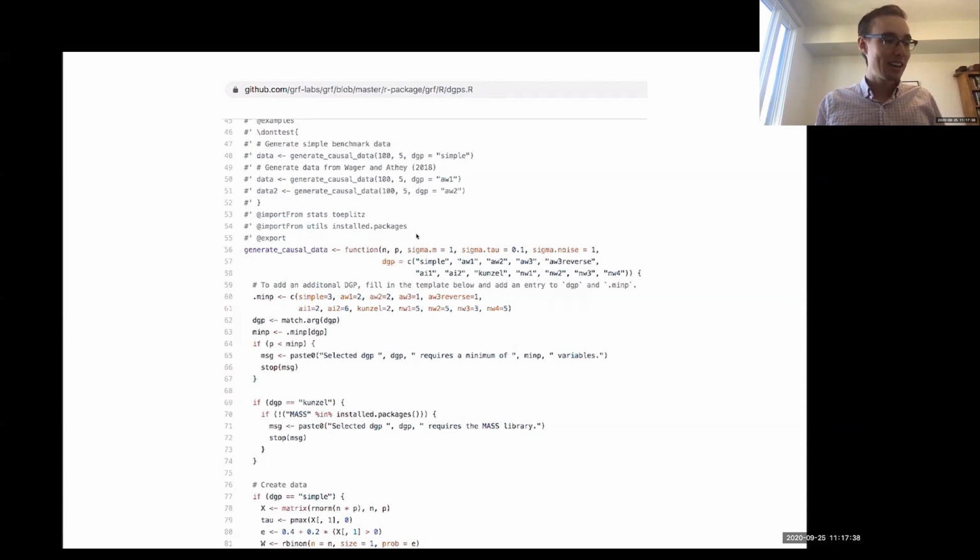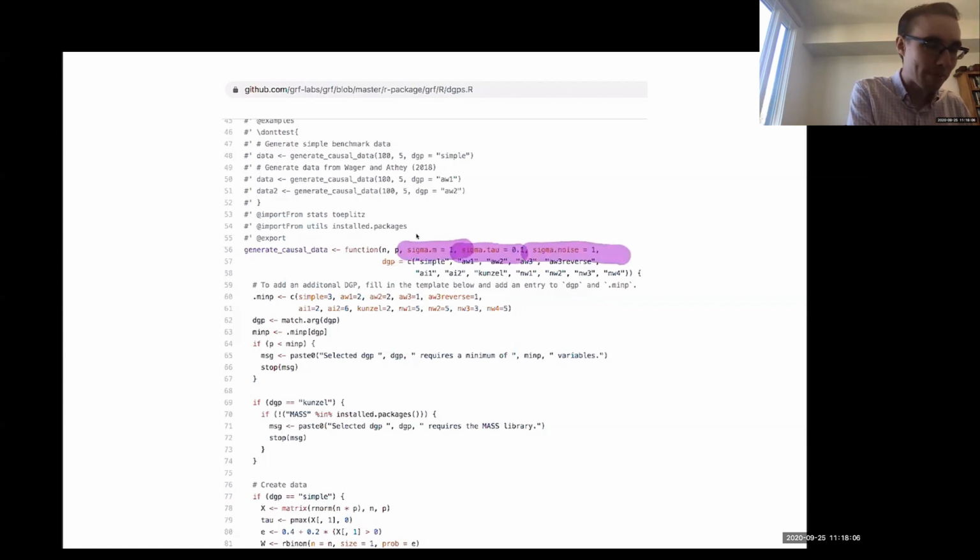Actually, I've had a postdoc, Eric Sverdrup, who has recently been working on something very similar to what you were talking about. It isn't in the GRF package yet, but we're going to ship it soon. It's a unified function for generating data from different DGPs, where, exactly in the terms you were talking about, Richard, we ask you to specify how much signal there is in the noise, in the CATE function, and in the main effects.